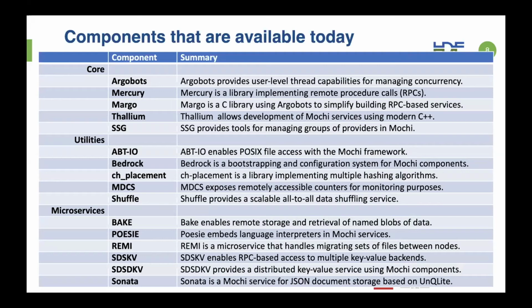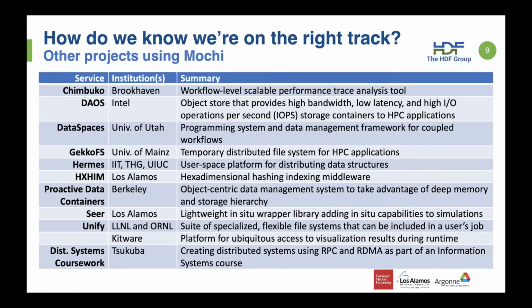Where we are here is that we have a set of core components. Like I just said, Argobots, Mercury, Margo, Thallium, SSG, that all provide some core functionality. And then we have utility libraries. All these are different packages that we provide and that you can reuse to make your custom data service that is more adapted to your application needs.